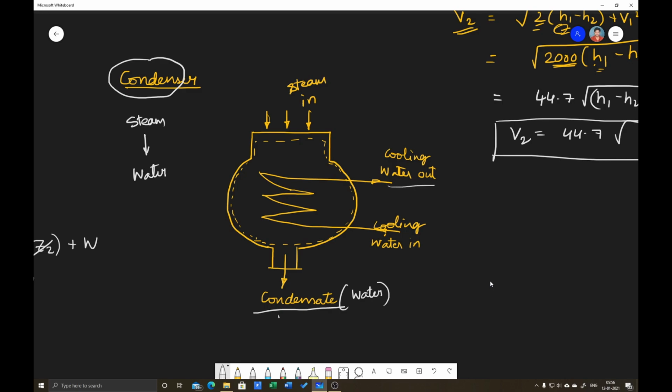Okay, here in a condenser, cooling water is used to cool the steam. So here steam comes into the system in this direction. Whenever it touches the cooling water or cooling coil, it will produce water particles, and these water particles are collected at the bottom of the condenser, which is called condensate.